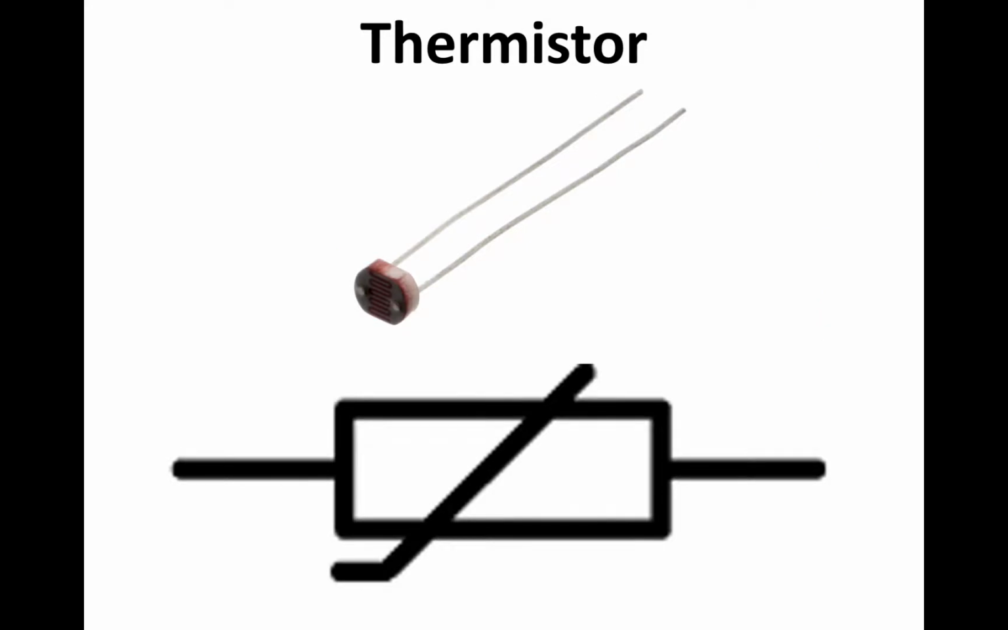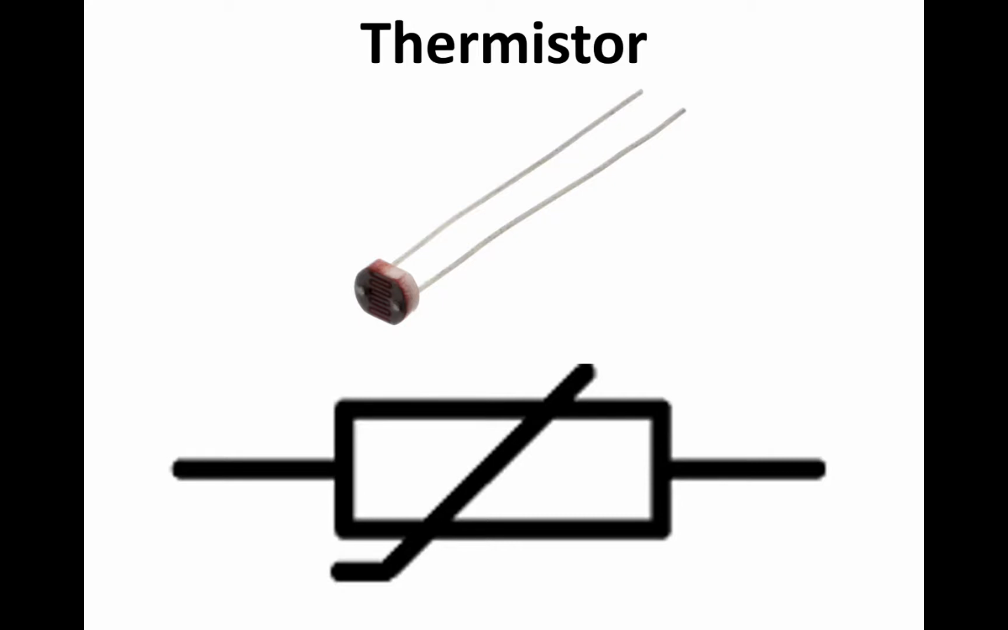Finally, a thermistor. A thermistor comes from the word thermal and the word resistor. It is a resistor which changes resistance due to temperature. In this particular course, we will be looking at the NTC thermistor. That is negative temperature coefficient. That means this particular thermistor increases resistance the colder it gets and decreases resistance the hotter it gets.